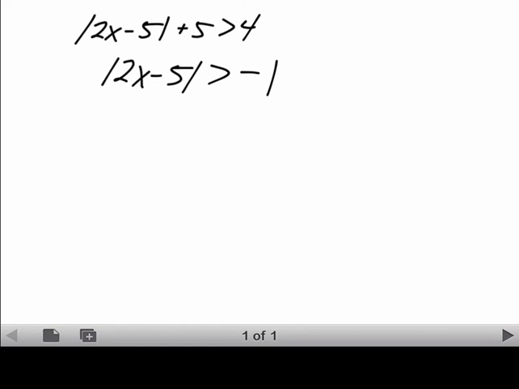I want you to stop now and think. And what is it that indicates that we should stop and think? Whenever I have an absolute value isolated, and on one side is a negative number, I should stop and see if this is a possibility or if this is a ridiculous statement. In this case, I've got an absolute value is greater than a negative number.